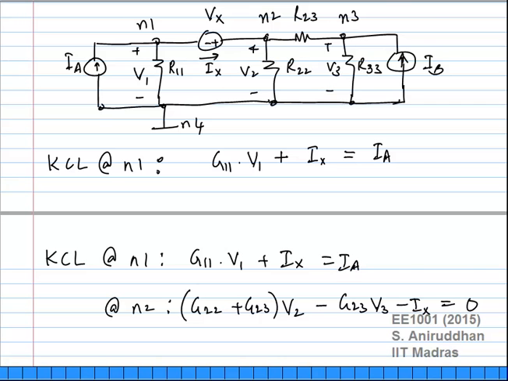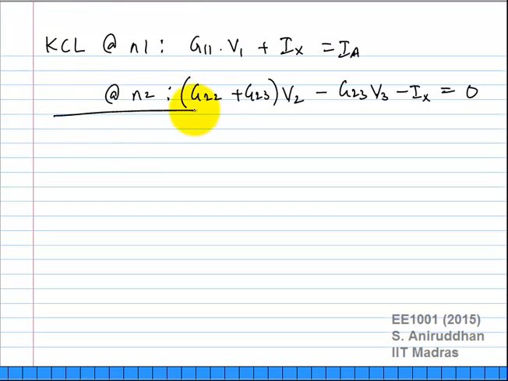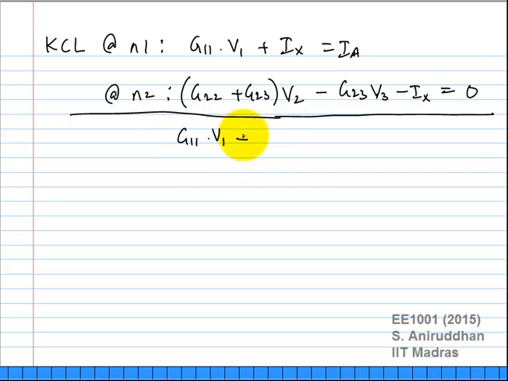So we want to eliminate this Ix. So what I'm going to do is add these two equations. Okay. If I add these two equations, what does it give me? G11 times V1 plus G22 plus G23 times V2 minus G23 times V3 is IA. Okay. So in other words, I have actually eliminated this variable Ix.